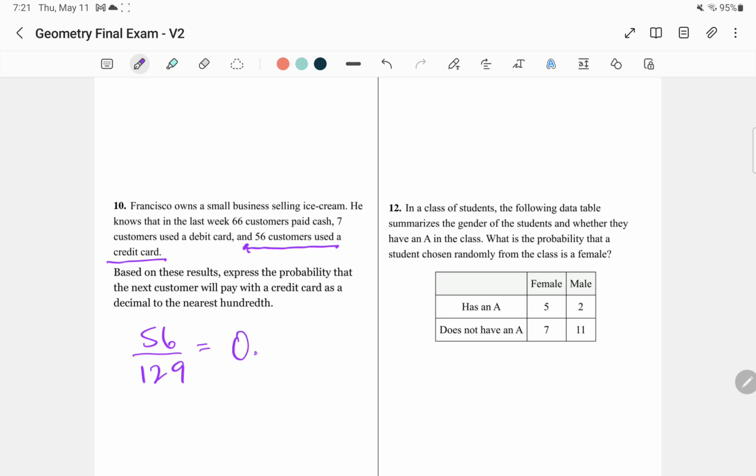So I get 0 point, and then to the nearest hundredth is going to be 0.43. Right? The third number is a 4, so I stay down at 43. I don't go up to 44.